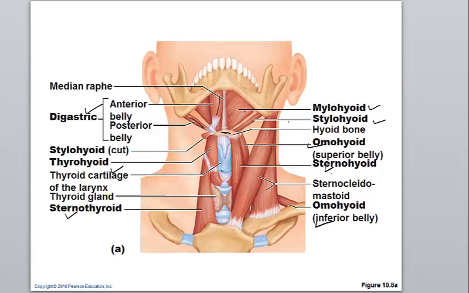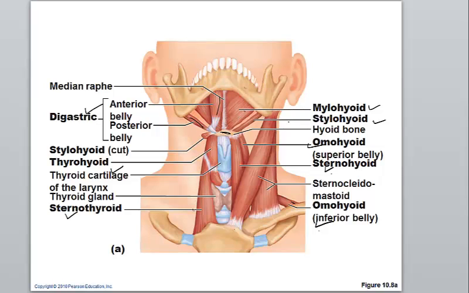Okay. Omohyoid, the inferior belly over here, goes all the way at an angle to your hyoid bone. It starts at the superior surface of the scapula and attaches to your hyoid bone. Thyrohyoid is a short one. It starts at the thyroid cartilage and goes to your hyoid bone over here.